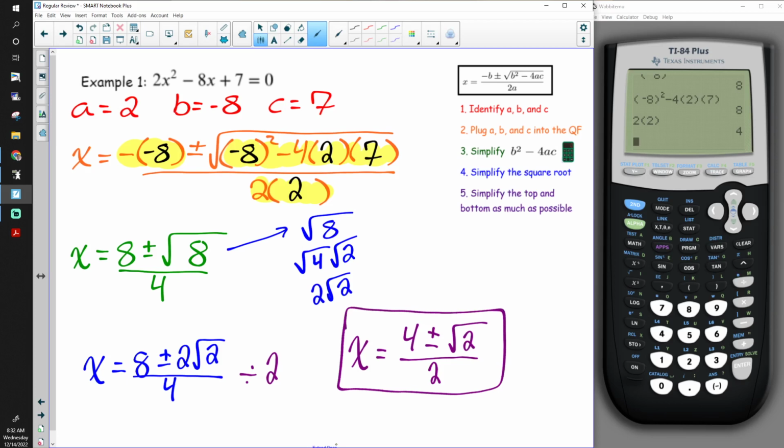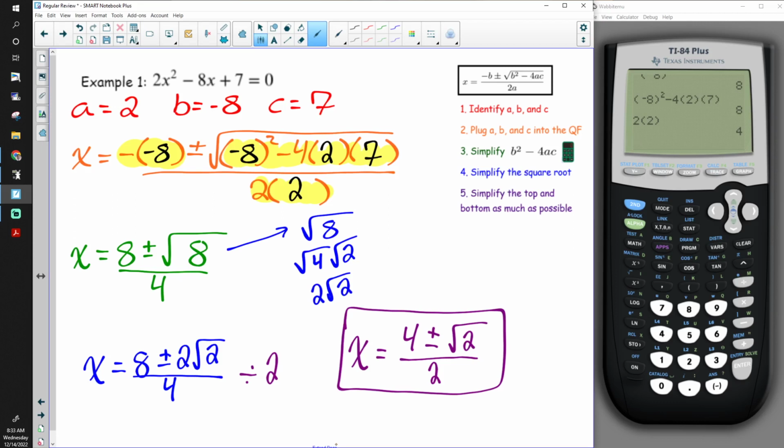And that is the quadratic formula. This had 2 real solutions. Remember, one of our solutions is 4 plus the square root of 2 over 2. The second solution is 4 minus the square root of 2 over 2. That is 2 separate answers, but we just write them together. Okay? We're going to do another one.